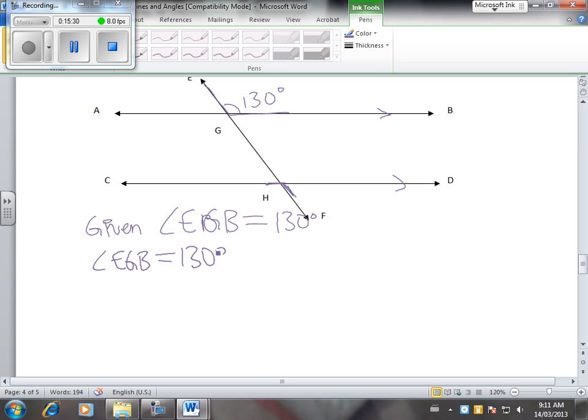Okay, so hopefully you can say a whole bunch of things. Let's go with AGH here. AGH, so this is 130 degrees. What else is 130 degrees? Okay, so hopefully one of the ones you thought of was 130 degrees. Or sorry, was that one over here? So CHF equals 130 degrees.